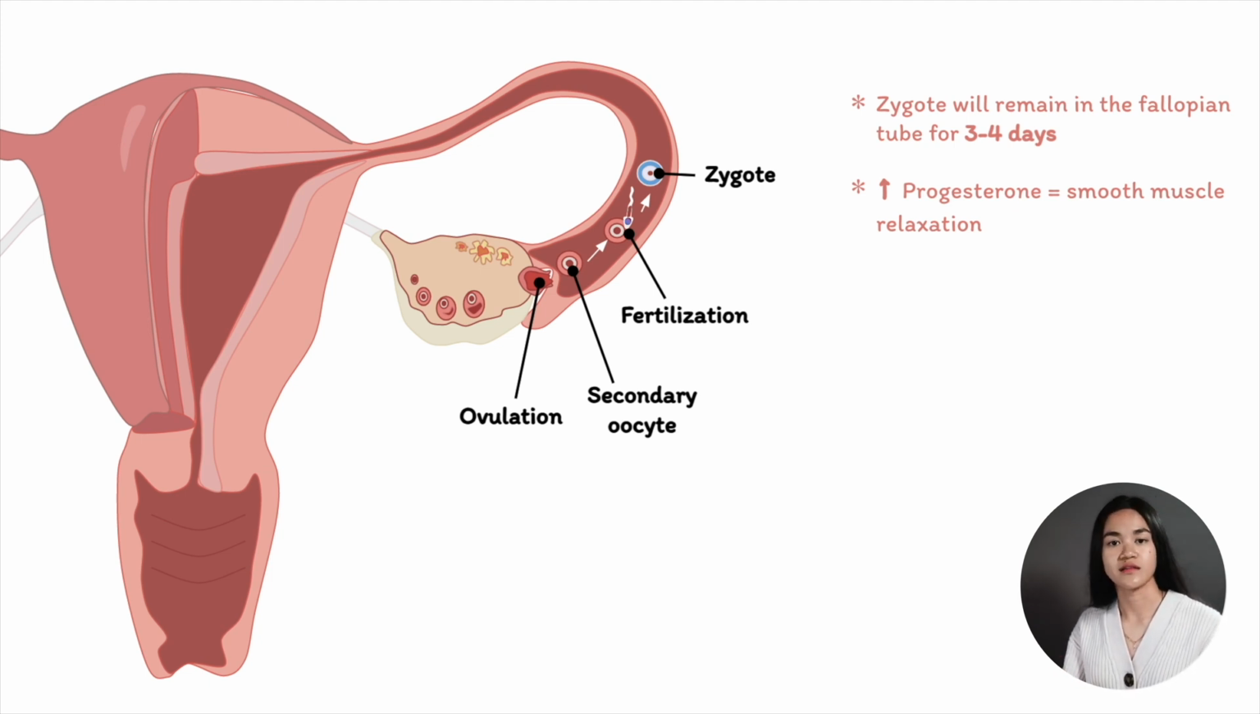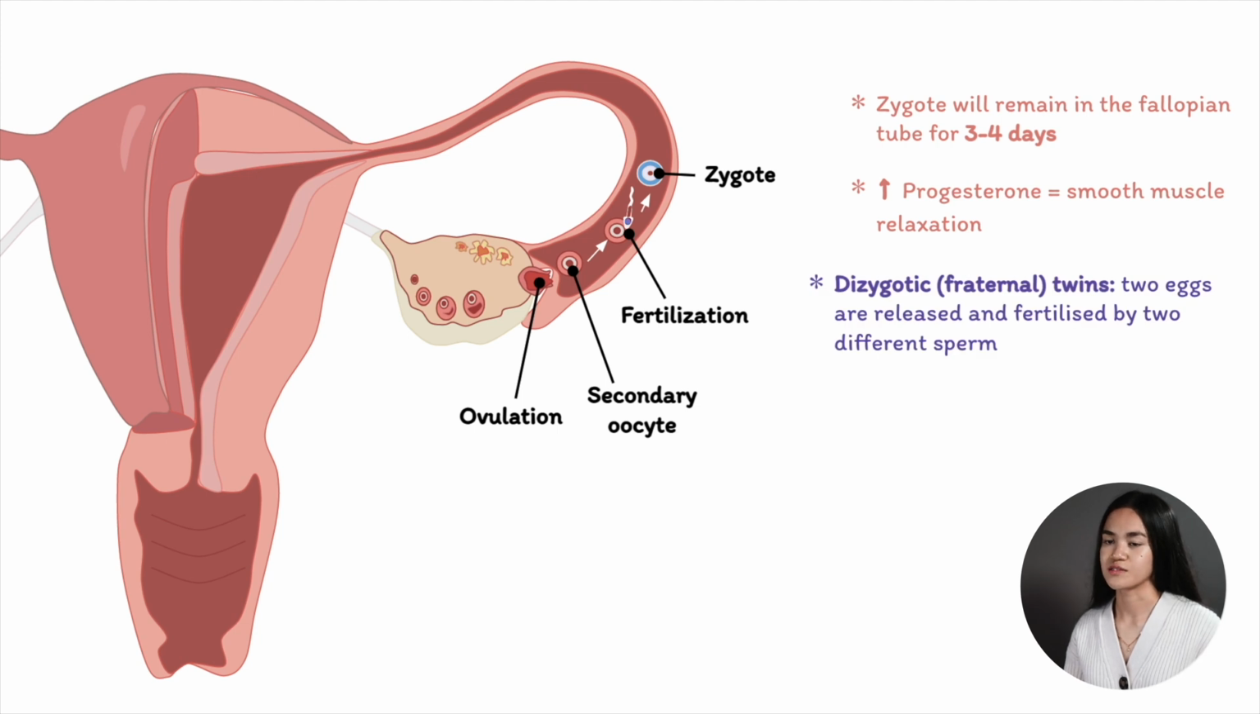Only one egg is selected to become the dominant follicle that is ovulated. However, it is possible that 2 eggs are released and fertilized by 2 different sperm. So 2 zygotes form and develop, leading to the birth of dizygotic twins or fraternal twins.